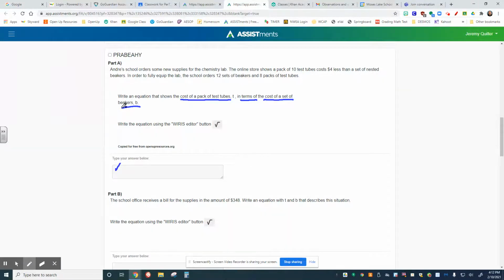Now, how are we going to be looking at those? Our first piece of this is the school orders some new supplies for the chemistry lab. The online store shows a pack of 10 costs $4 less than a set of nested beakers. So we're actually talking about two different things. We're talking about an equation, or an expression, for the test tubes, and we're talking about an expression for the beakers.